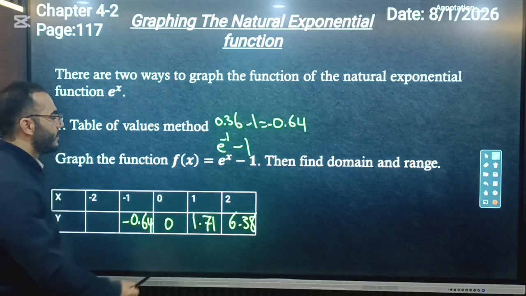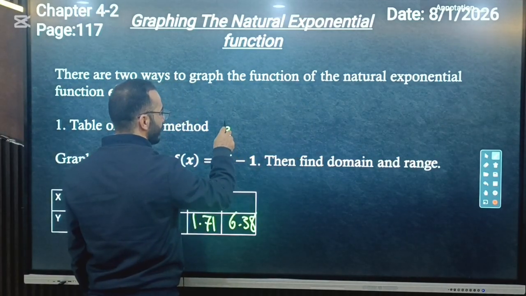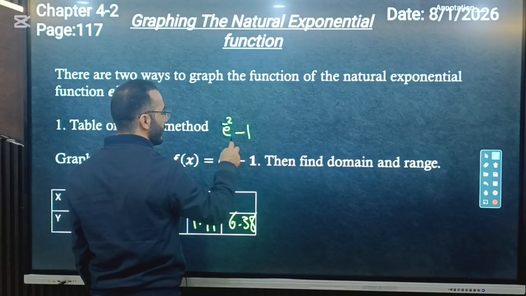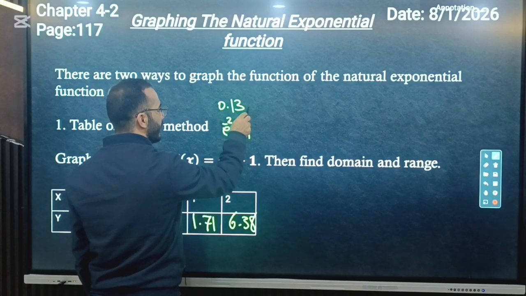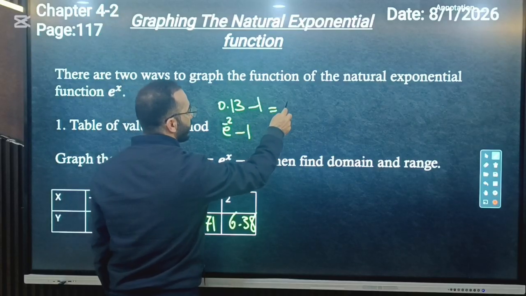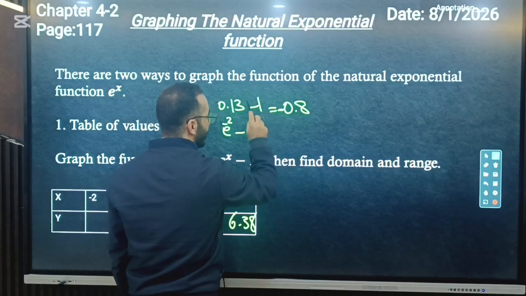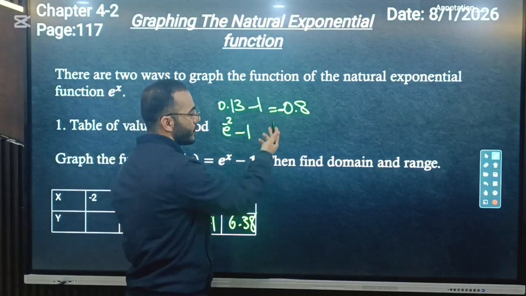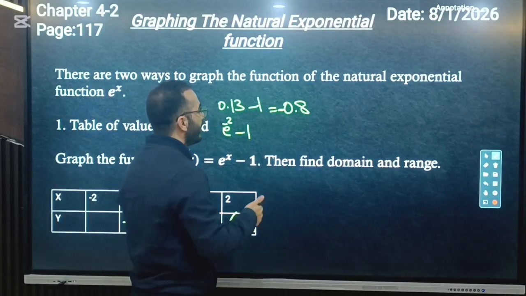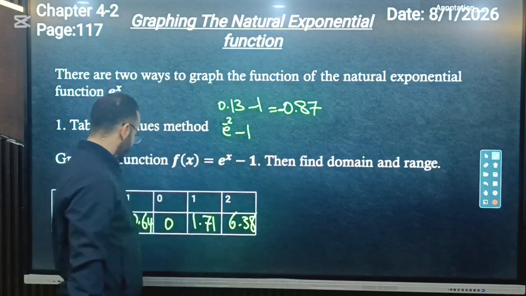How about e powered by negative 2 minus 1? So e powered by negative 2 is equal to 0.13, minus 1. Negative 1 is bigger than 0.13 in magnitude and its sign is negative, so the result would be negative, approximately negative 0.87.